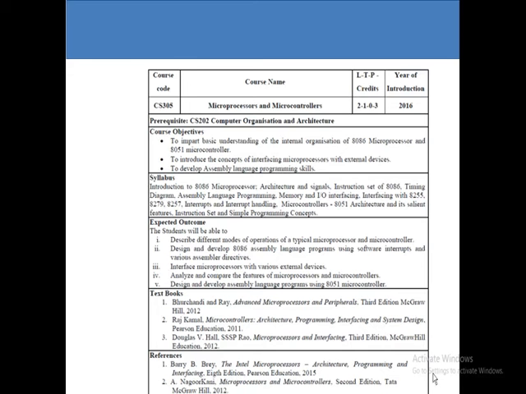The textbooks used here are: Advanced Microprocessors and Peripherals by Bhurchandi and Ray, Microcontrollers: Architecture, Programming, Interfacing and System Design by Raj Kamal, and Microprocessor and Interfacing by Douglas V. Hall. Some reference books are The Intel Microprocessors by Barry B. Brey and Microprocessors and Microcontrollers by Nagoor Kani.